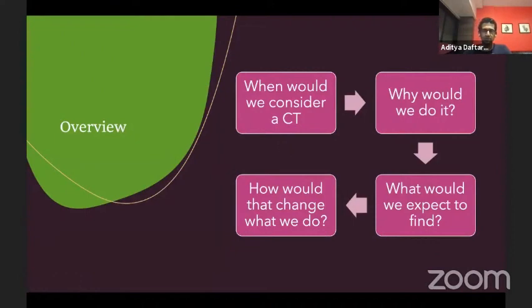So I think the broad overview is: when would you consider a CT? Why would you do it? What would you expect to find? And how would that change what you are going to do? And I think this is valid not just for CT, but for any examination, whether you're doing an X-ray, an ultrasound, or an MRI. The question is, why are you doing the study?